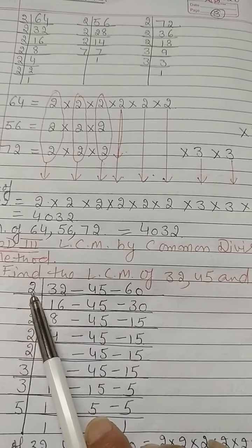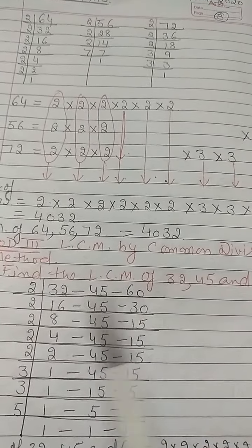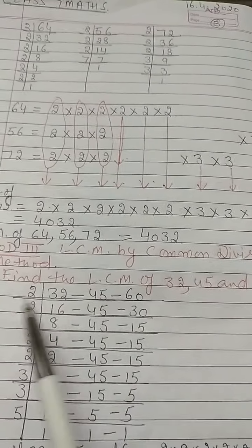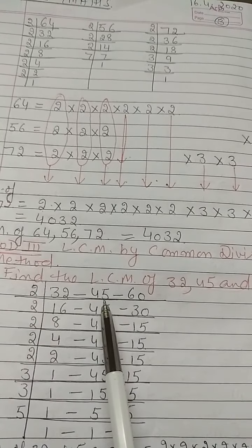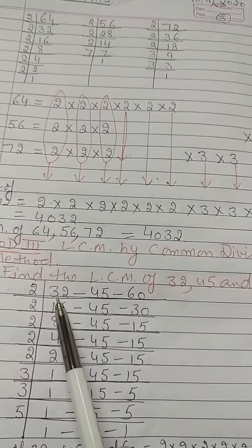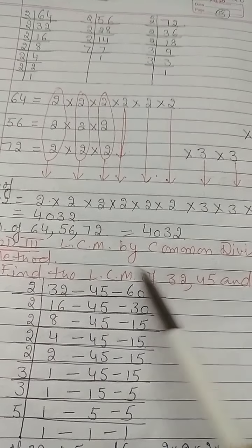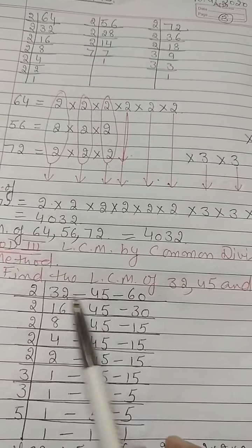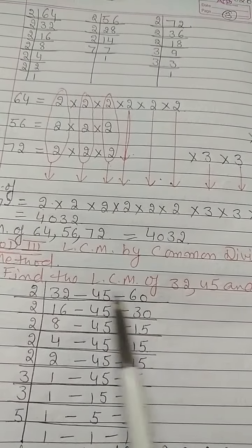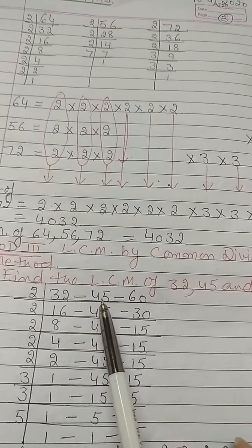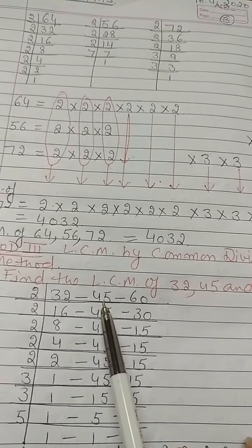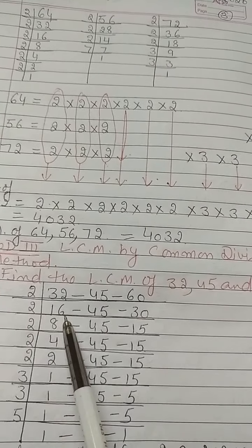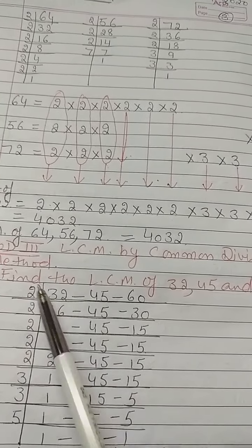Among these three numbers, which number is divisible by 2? If any number is divisible by 2, then you write 2. It doesn't mean that all three numbers must be divisible by 2. If at least one number is divisible by 2, then you write 2 here. Like here, 32 and 60 are divisible by 2, but 45 is not. Whichever number is not divisible, you write it as it is downward. So 16 2s are 32 and 30 2s are 60.